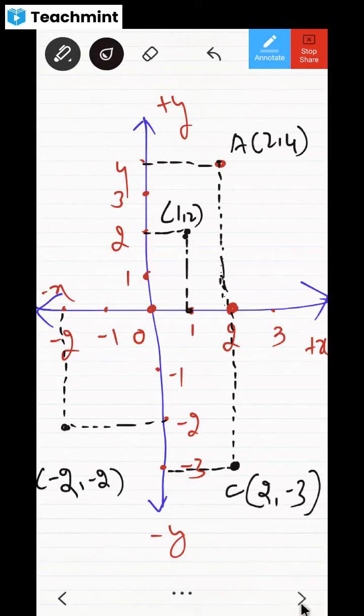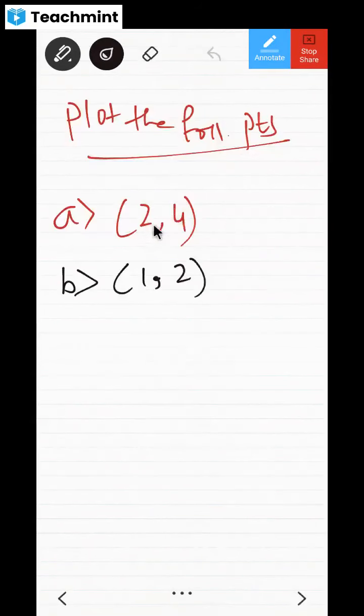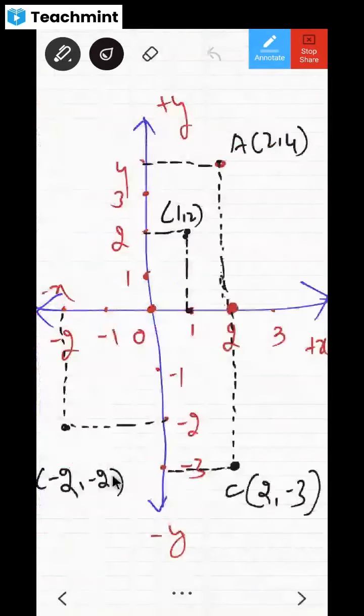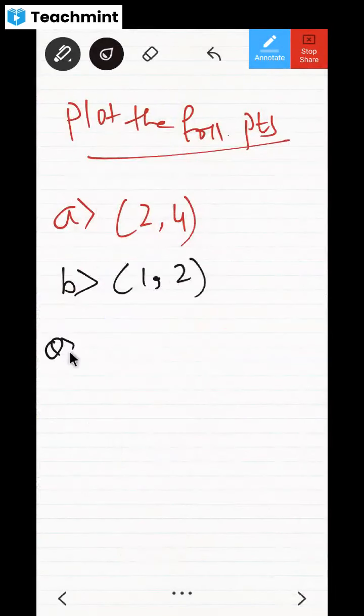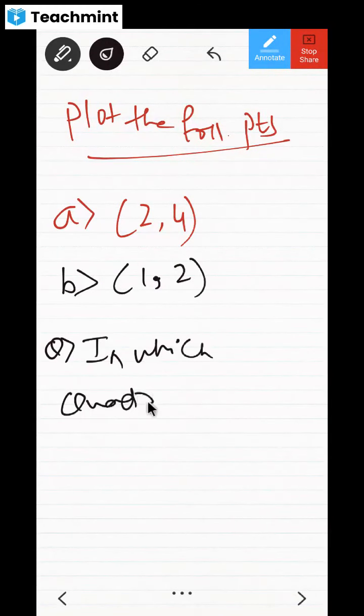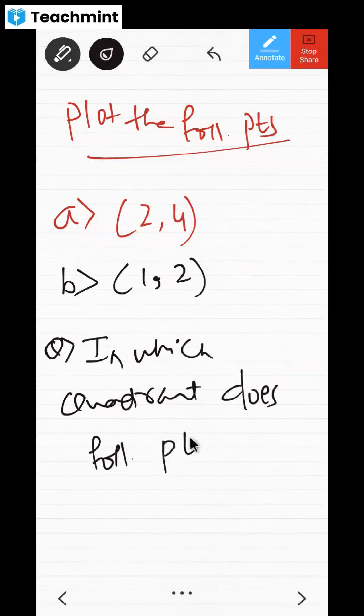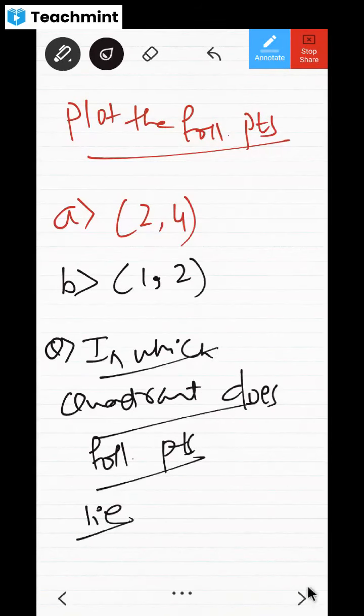First of all, one is plotting the points. Another is recognizing the point. Okay. So that's all about plotting the points. Now, if somebody asks you the question, in which quadrant do the following points or following coordinates lie?